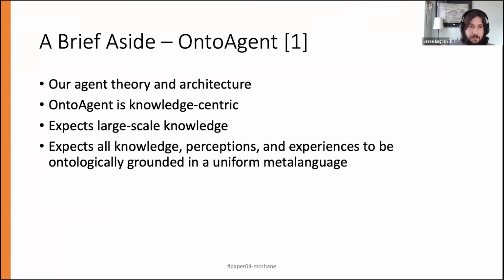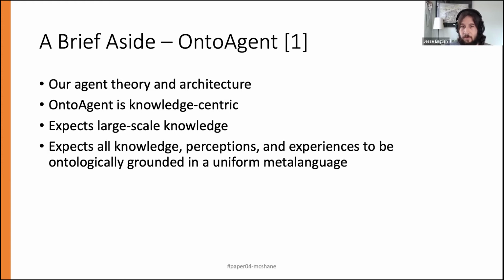So just as a brief aside to kind of anchor our previous work in this and kind of see where it is, our predominant agent theory and associated architecture is OntoAgent. We've talked about it before here and in other places as well. There's plenty enough written about it. If you want more details, I can point you over to it. But the thing that matters here is that OntoAgent, in its design and in its theory, is entirely knowledge-centric. The idea behind it is it is an agent theory and architecture that absolutely expects large-scale knowledge as like part of its function and operation. And the key here is knowledge, not large-scale data.